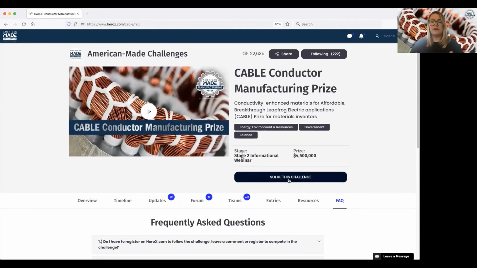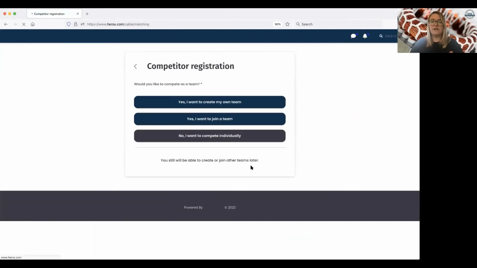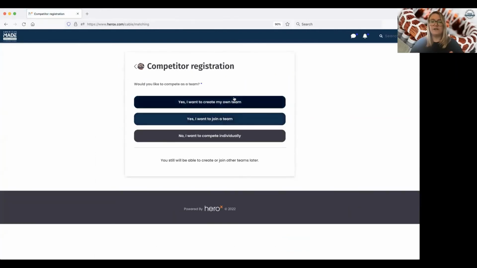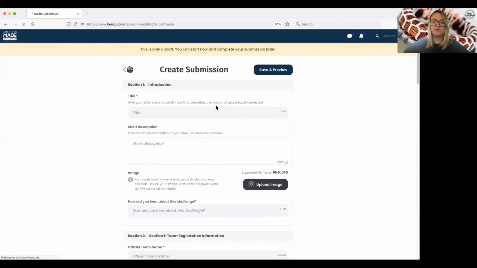To submit your registration form, the last thing I'm going to show you is you will go to this button here that says solve this challenge. Click on that. It's going to ask you to agree to the competitor agreement. You can choose to create a team, which allows you to invite other members of your team to log in and contribute on HeroX, or you can compete individually. I've selected to compete individually. It's going to replace that big button with these two buttons. Click on begin entry.